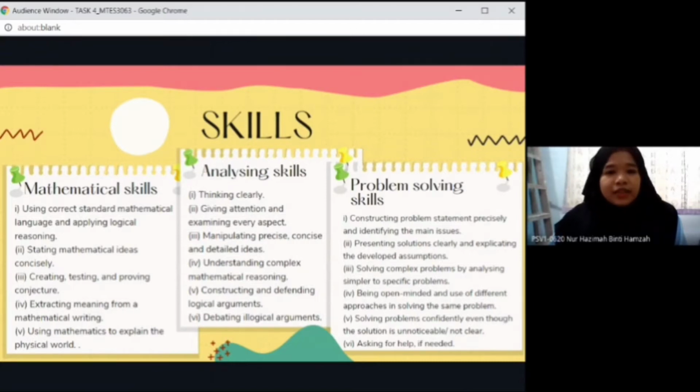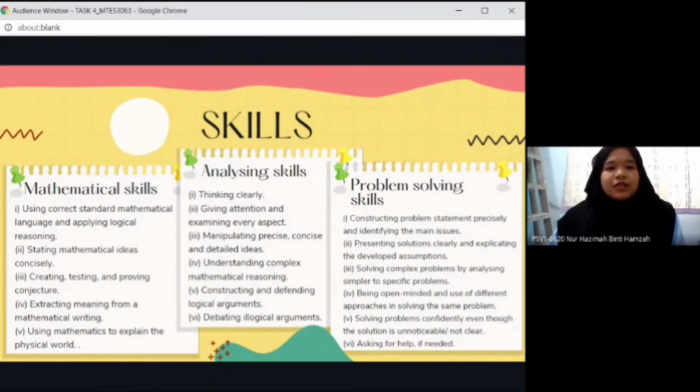So we go to the second skill, which is analyzing skills that includes thinking clearly, giving attention and examining every aspect, manipulating precise, concise and detailed ideas, understanding complex mathematical reasoning, constructing and defending logical arguments, and lastly debating illogical arguments. So, the third skill, which is problem solving skills, refers to first, constructing problem statements precisely and identifying the main issues.